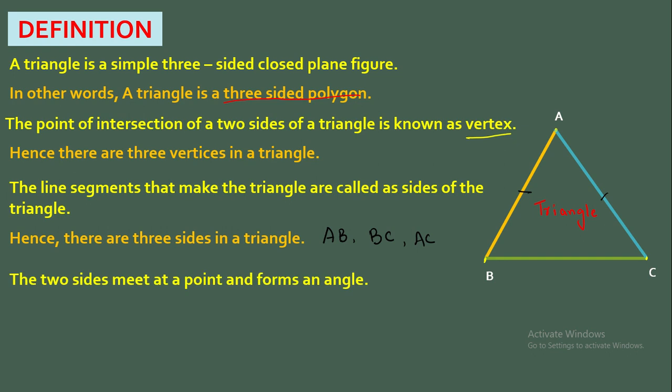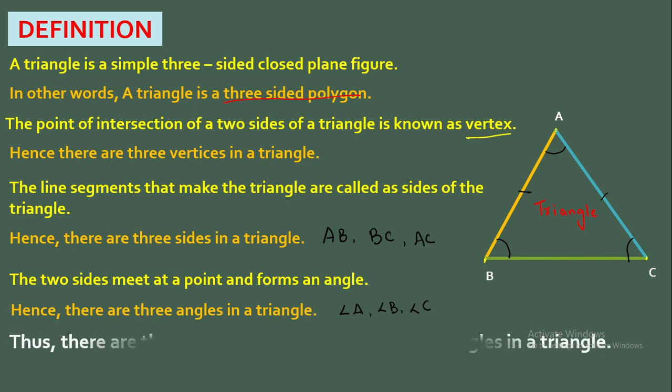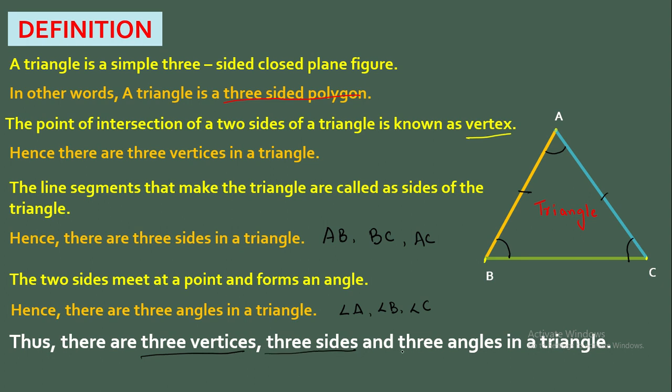Also, two sides meet at a point and form an angle. So we have three angles, just like here, angle B, angle A, and angle C. So there are three angles in a triangle. We can name them as angle A, angle B, and angle C. Thus, we can say in a triangle, there are three vertices, three sides, and three angles. So these are the elements of a triangle.